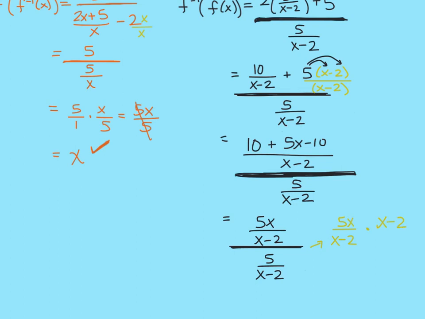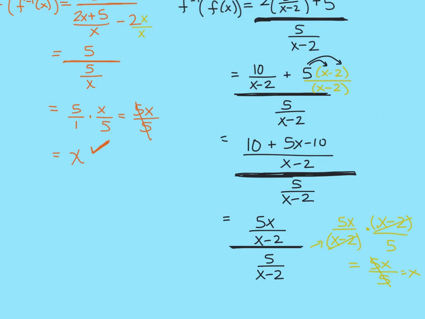Oops, that should say 5x, sorry about that. And then we're multiplying by the reciprocal of the denominator, so x minus 2 over 5. Now you can see why these x minus 2's will just end up canceling either way. So we're left with 5x over 5, and the 5's will cancel, and we're left with x. So in yellow, that's one way to take a look at it.